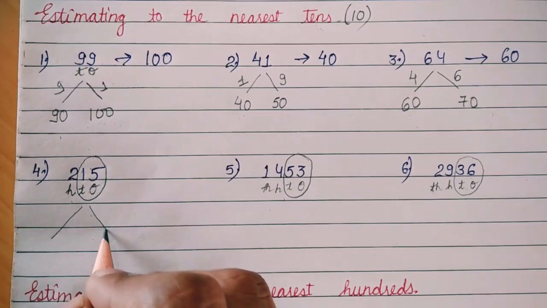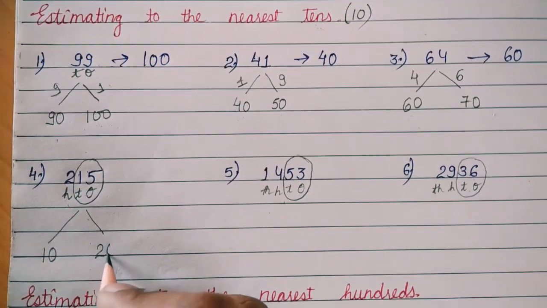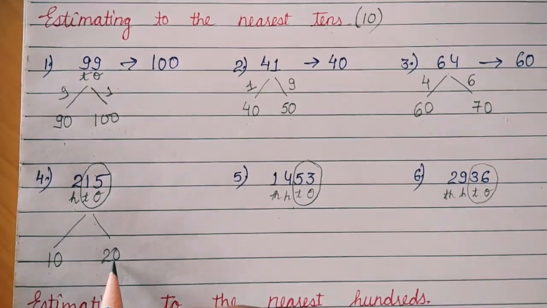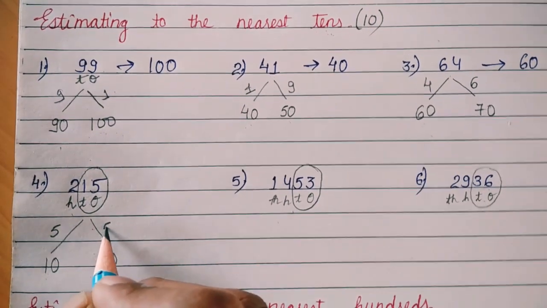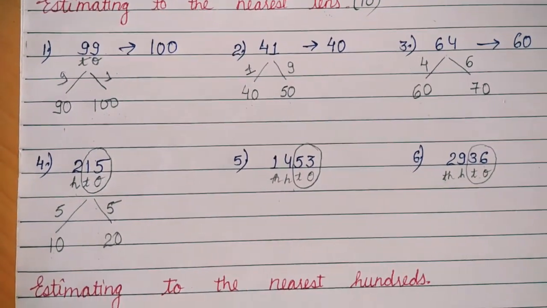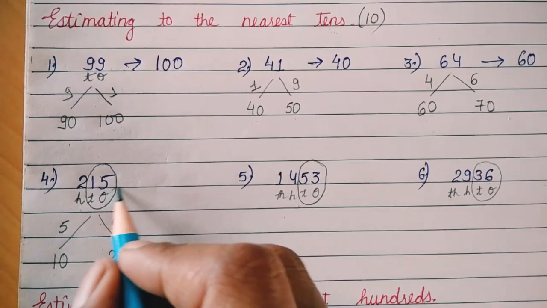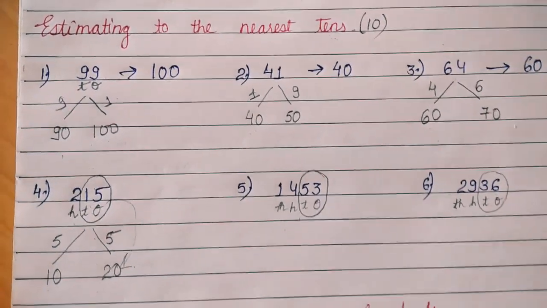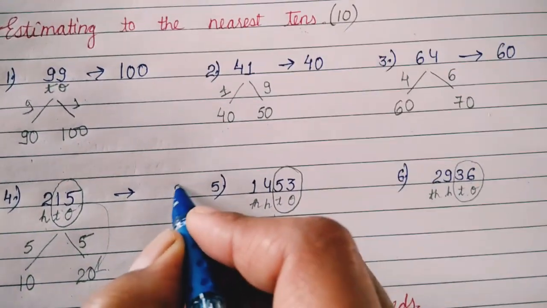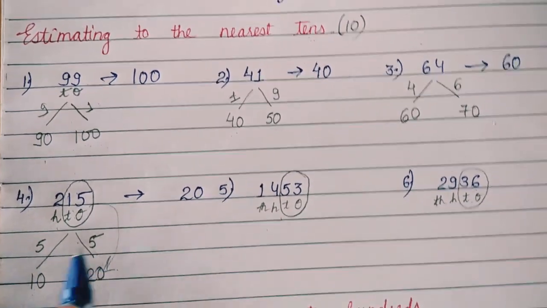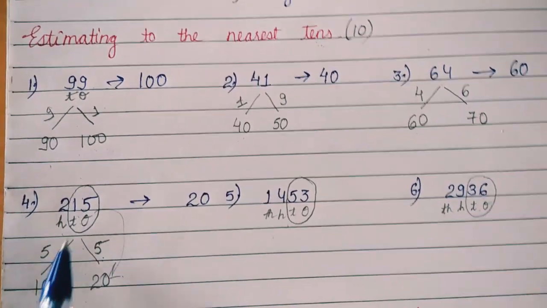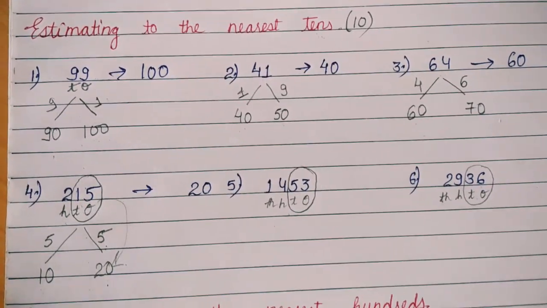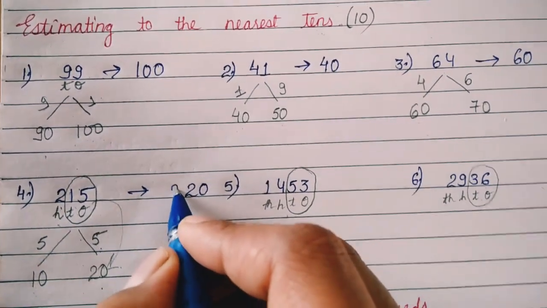Simply, 15 is coming in between 10 and 20. So when we look from 10 or 20, they give us the same gap. So we will always choose the greater one. So this time our 15 will change into 20, because the gap is equal from both tens. That's why we will always choose the greater one, and the hundreds will remain as they are.